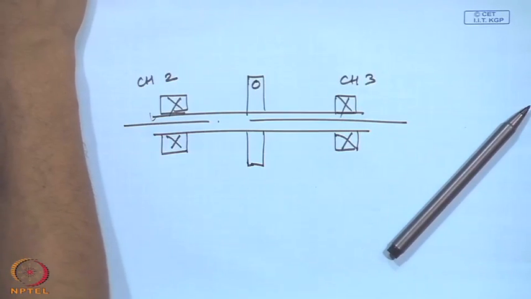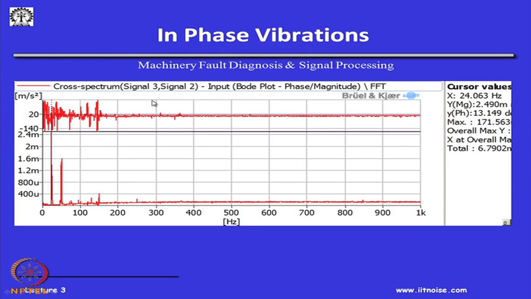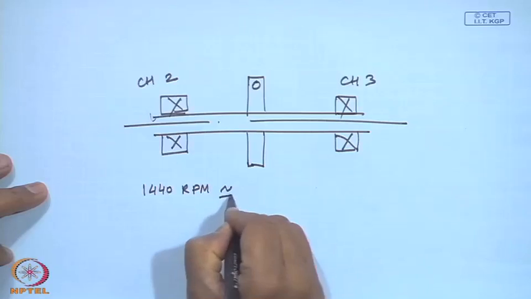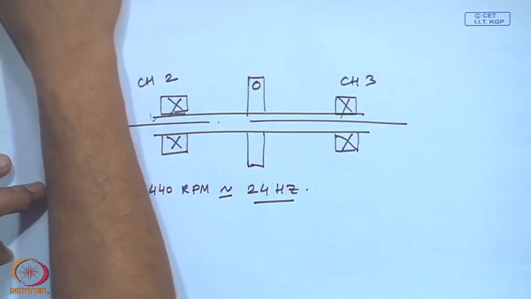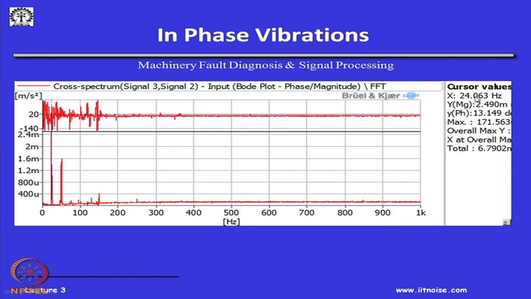Okay. And if I look here, this is the in-phase vibrations, and the top plot is the cross spectrum. Cross spectrum establishes the delay between each other. In this case, we have the phase and the magnitude. Most important is the phase here, and this was rotating at 24.06 hertz, close to about 1440 rpm. This corresponds to about 24 hertz. Okay. And you can see this is about 24.063, because finally the shaft was rotating at 1440 rpm.